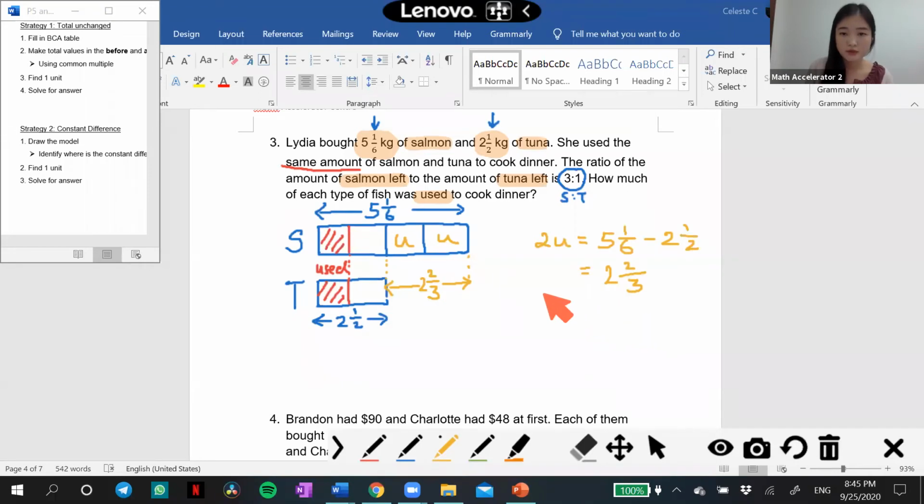What is 1 unit? Divided by 2. Okay, great. 1 1/3. So 1 unit is 1 1/3. How do I find out how much was used? This is also 1 unit, and this is also 1 unit. Right, so looking at the model, how do you find out how much fish was used? What's my next step?